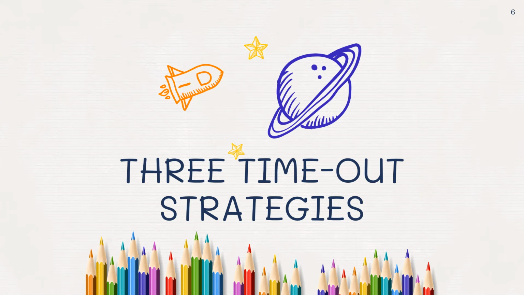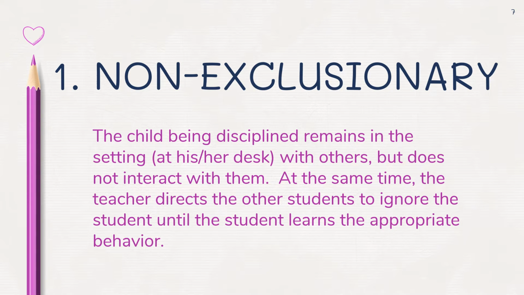Let's explore 3 timeout strategies. Number 1, non-exclusionary. The child being disciplined remains in the setting at his or her desk with others, but does not interact with them. At the same time, the teacher directs the other students to ignore the student until the student learns the appropriate behavior. Once the student's behavior improves, the class can give social reinforcement in the form of attention.